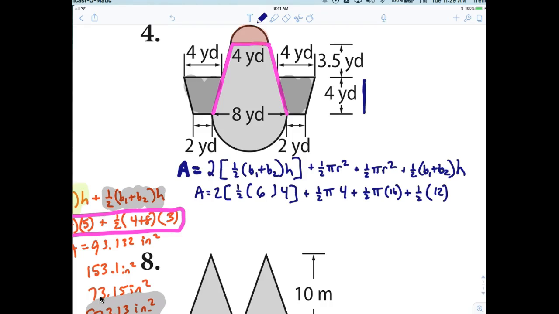Someone tell me the height of the big trapezoid. Go. Does everybody agree it's 7.5? Yes. Most people made a mistake on that. All right, is everybody with me? It's 7.5? Yes, 4 plus 3.5. So now I have what? 7.5.